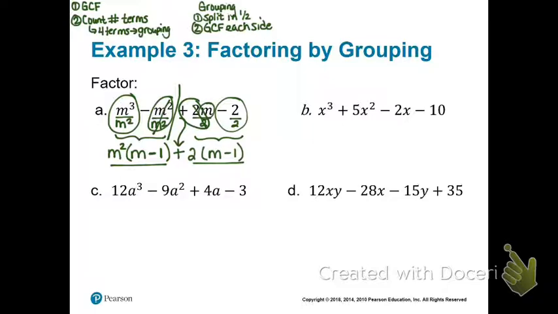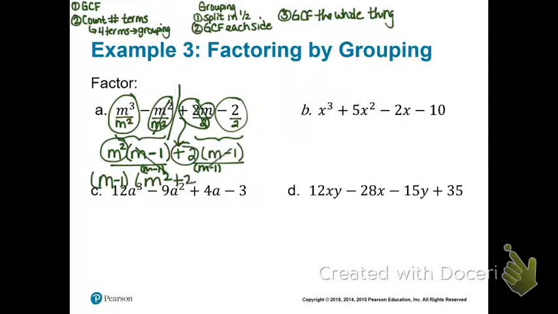So our next step, step 3, is greatest common factor, the whole thing. And so we notice here we have the greatest common factor of m minus 1. It's in parentheses, so I'm going to keep it in parentheses. I'm going to divide both of these by it. I have that m squared there. The m minus 1's cancel. I have a plus 2. The m minus 1's cancel. I'm done with my polynomial.